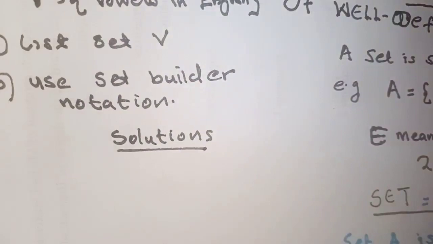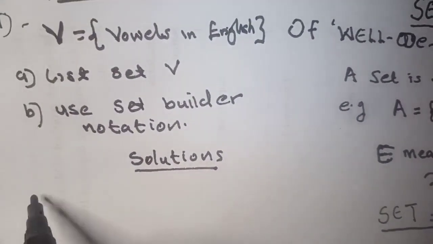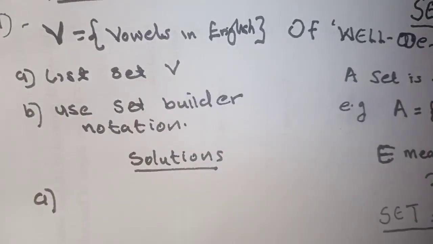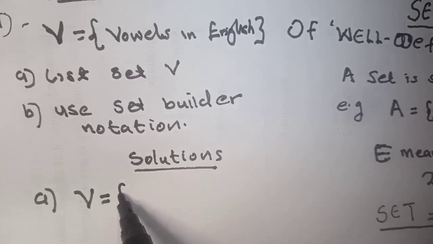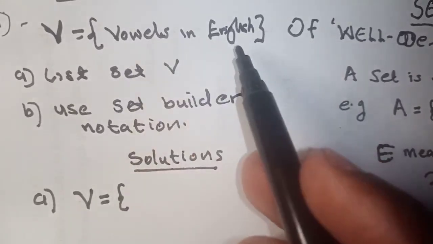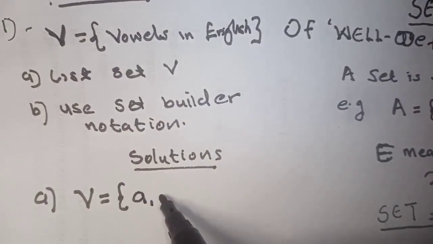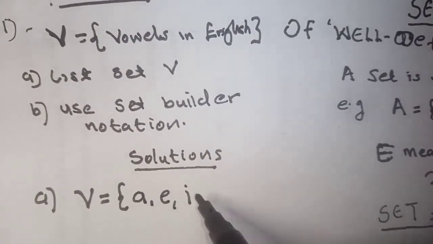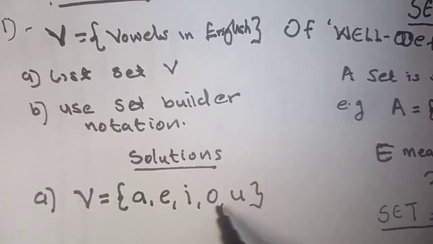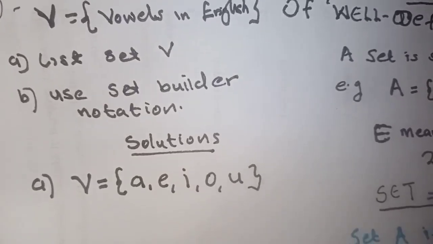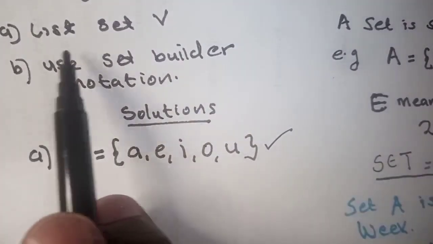So vowels, right? We're going to say solution for A. They want us to list, right? So we're going to say V is equal to, and for listing, you open the brackets and then you list the vowels. The vowels in English, we know these: A, E, I, O, U. We've listed them. So these are called the vowels, the vowels in English. We are done with A.